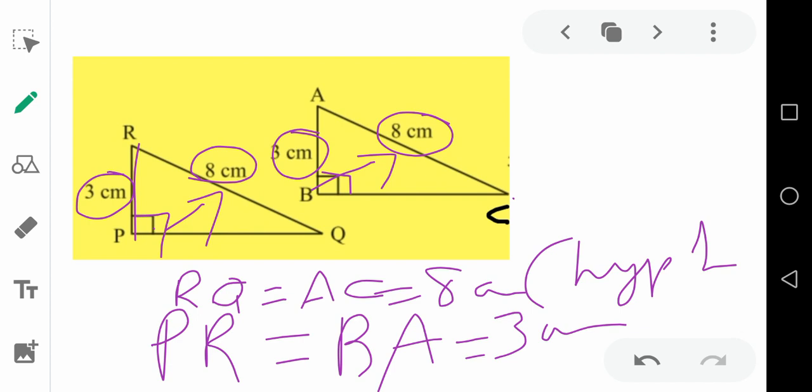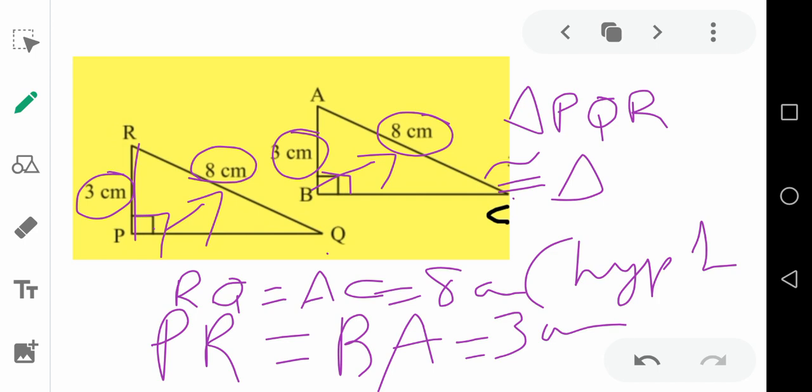And what will you write? You should know how to write it in order. I told you how to write it. If I am starting from this triangle, I will name it as triangle PQR is congruent, you know the symbol, congruent to triangle. Which triangle? How will you write it?